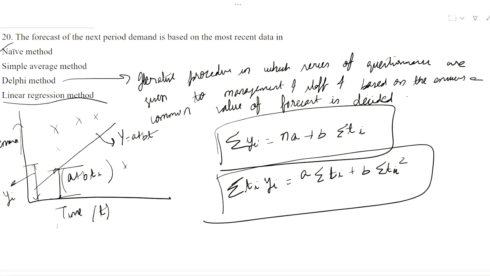Now, this is a question on the linear regression method. It is an iterative procedure in which a series of questions is given to management and staff, and based on this, a common value of forecast is decided. The formula is Na plus BTI. We'll also solve questions based on this in the coming session.